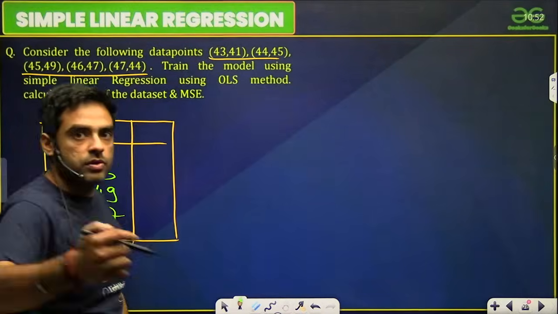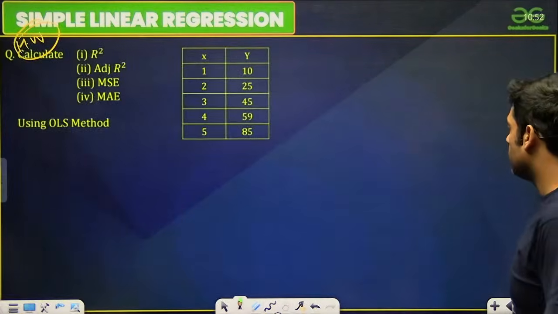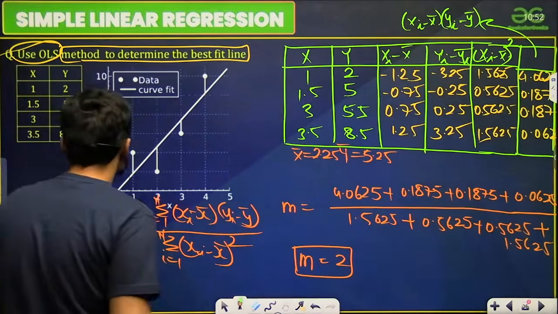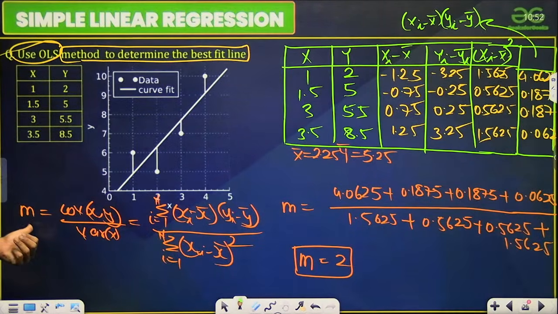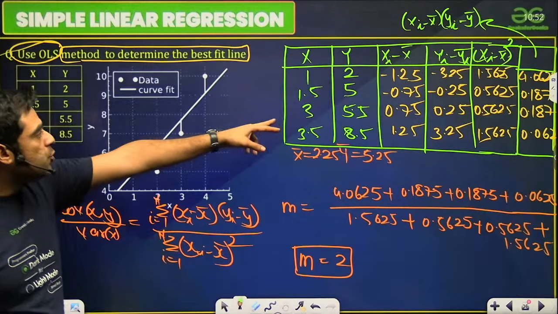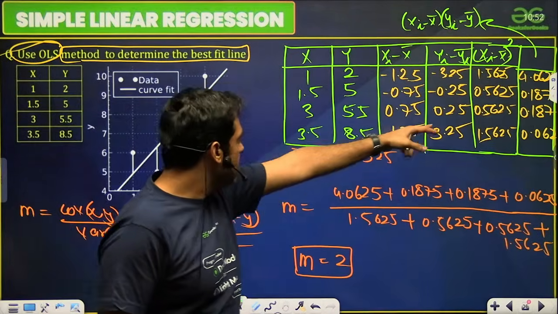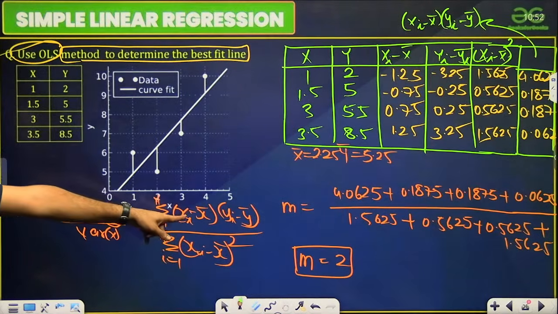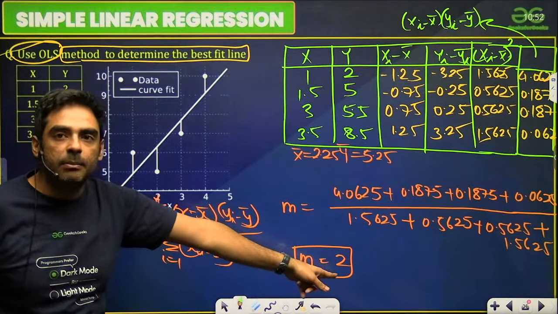Yes, sure, Ranjan, I'll be telling you again. Very simple, see, OLS method, very simple. Here we just calculated the value of m. The value of m we calculated using this formula, covariance of xy upon variance of x. Using this table I just put all the values here and calculated the value of m, that is 2.